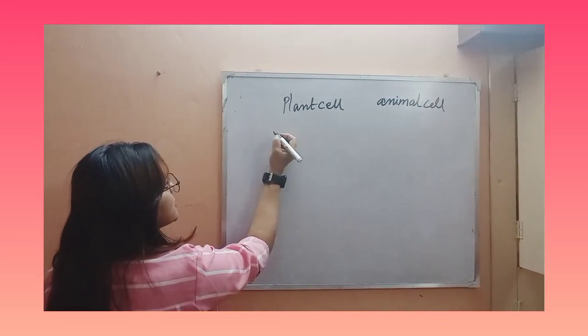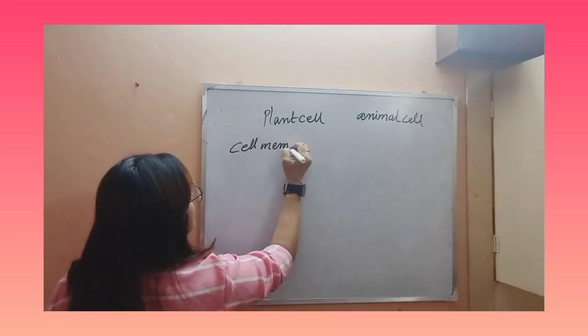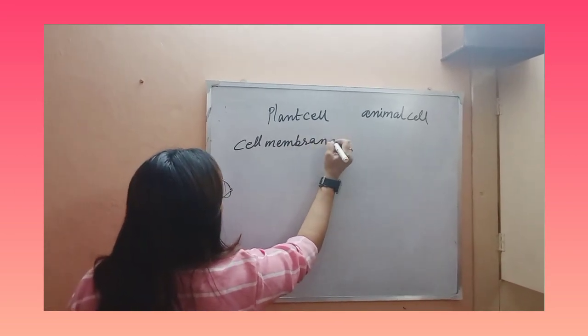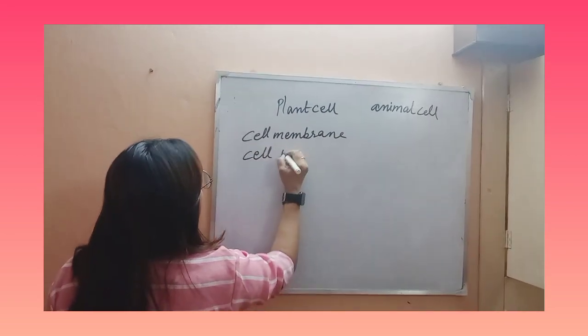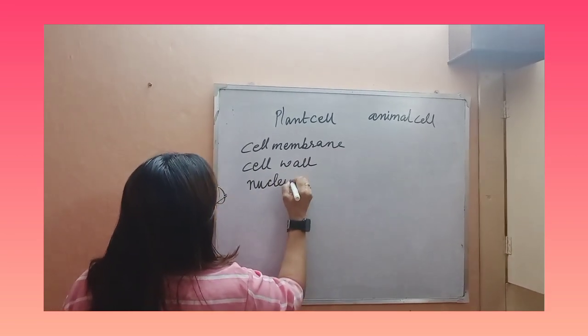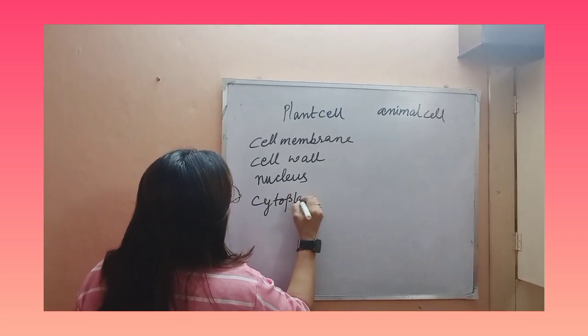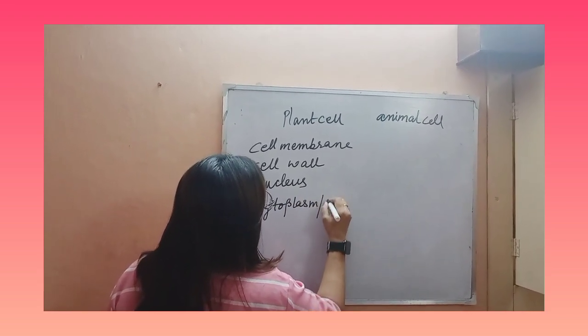The components of the cell are cell membrane, cell wall, nucleus, and cytoplasm, protoplasm.